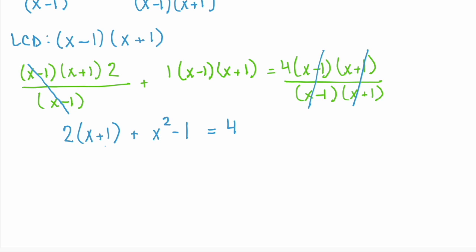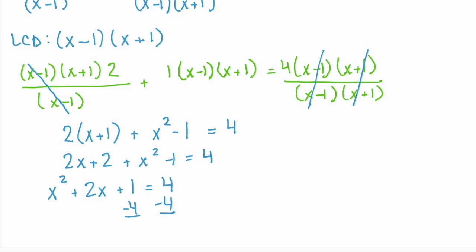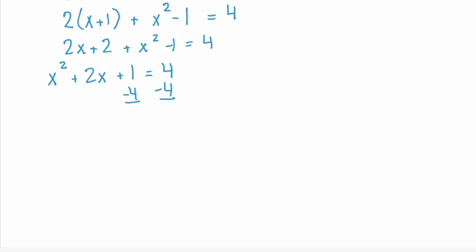Now let's continue to distribute and simplify everything. Distribute the 2 to get 2x plus 2 plus x squared minus 1 equals 4. We're going to combine like terms on the left and rewrite it in descending order. So we have x squared first, and then plus a 2x. And the 2 and the negative 1 simplify to a plus 1, and that equals 4. Now let's bring that 4 over. So subtract 4 from both sides. And this gets us x squared plus 2x minus 3 equals 0.